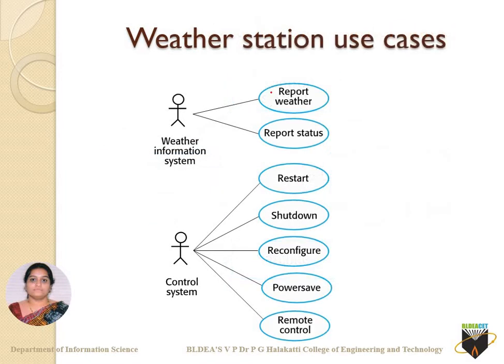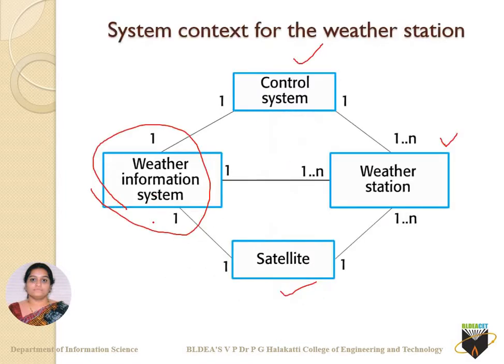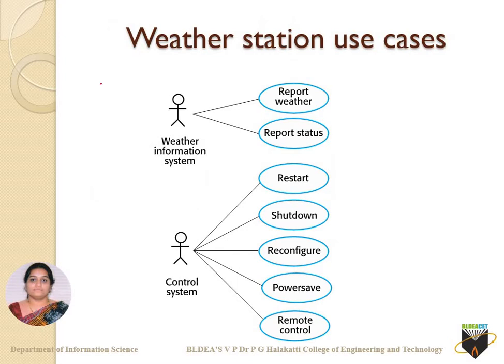So if I am designing for this weather station and weather information system, for this interaction model I can take it that the weather information system can have some use cases. So what are those use cases? Use cases are what the users do with this weather information system: you report the weather, report the status. For the control system you restart, shut down, reconfigure, power save, remote control. So these are all the operations done in a control system.